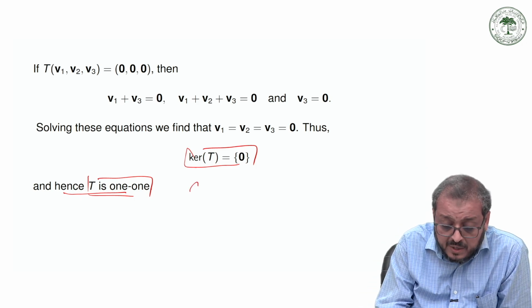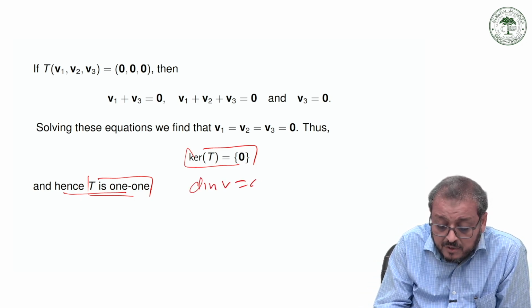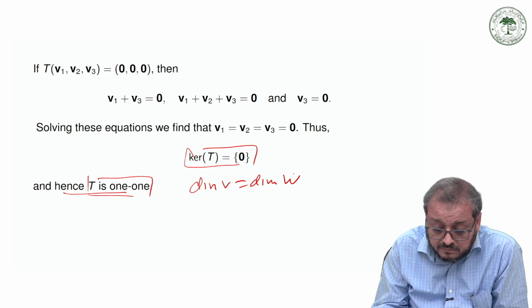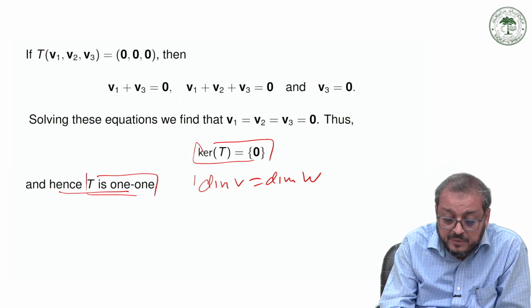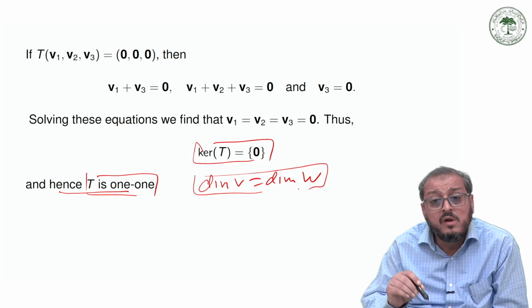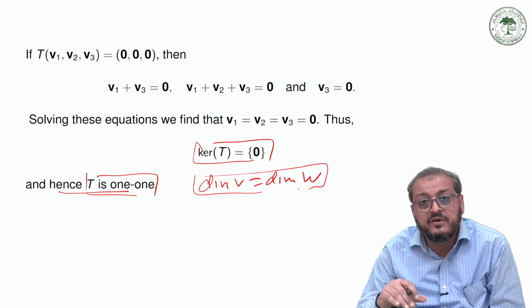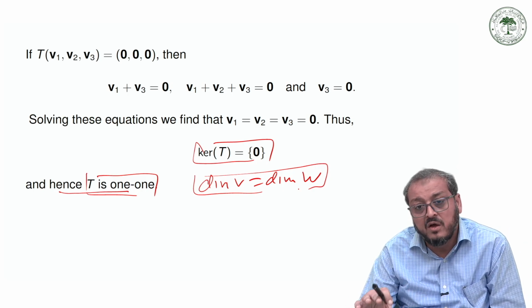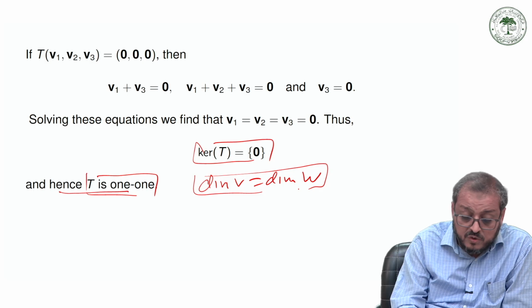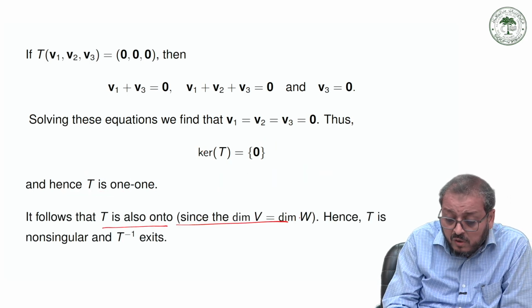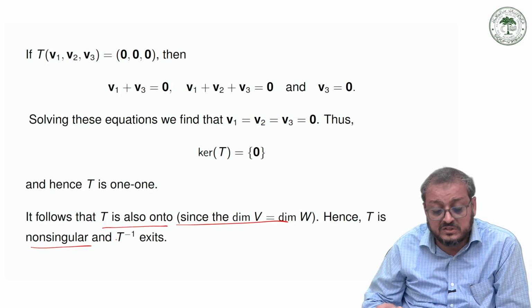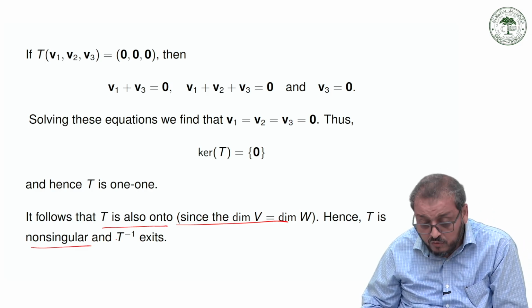because we have the dimension of V the same as the dimension of W, we use the result that when T is 1-1 and both vector spaces have the same dimension, T is also onto. So this means T is also onto, hence T is non-singular and T inverse exists. Okay, now we try to find the T inverse.